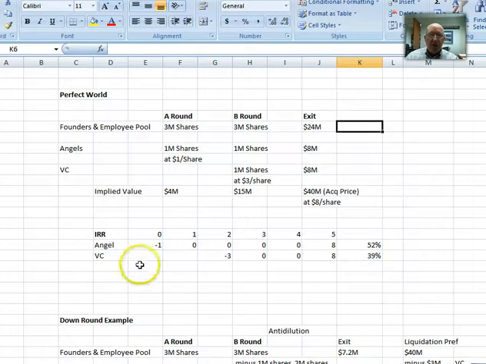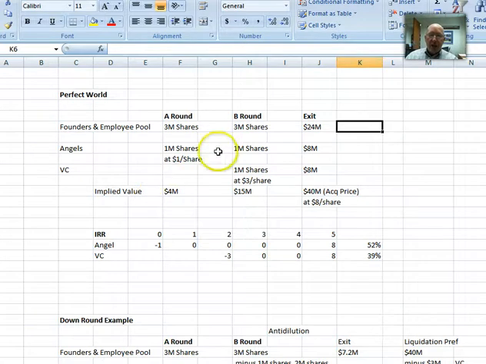Now let me show you what that looks like in an Excel realm. In the A round, the founders' employee pool have 3 million shares. The angels buy 1 million shares of the company at $1 a share. The implied valuation of the company from that deal is $4 million. The way you simply find that out is to say, how many shares did they buy at this $1 a share? That kind of sets the price. There's 4 million shares total. So 4 million shares at $1 a share would be $4 million.